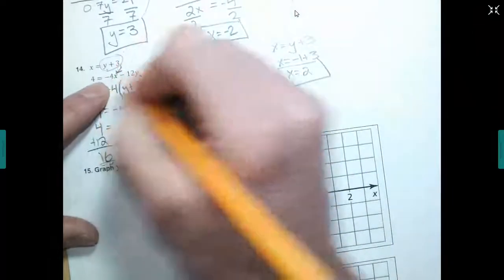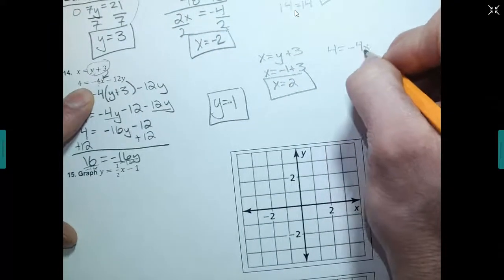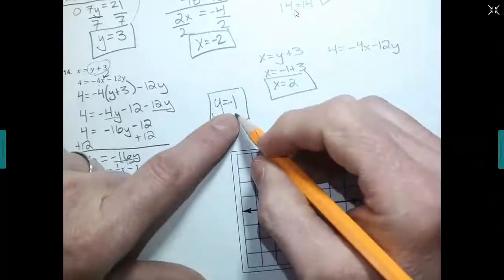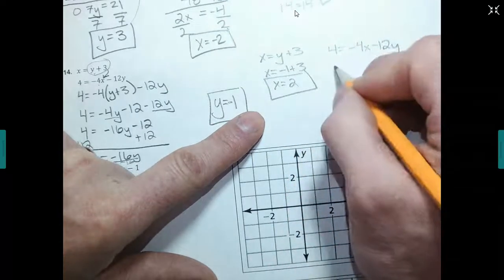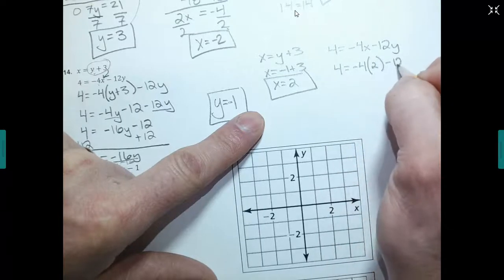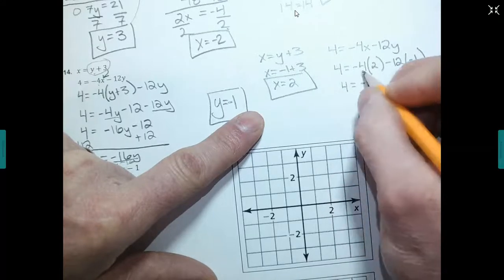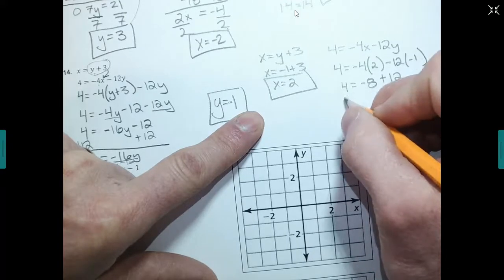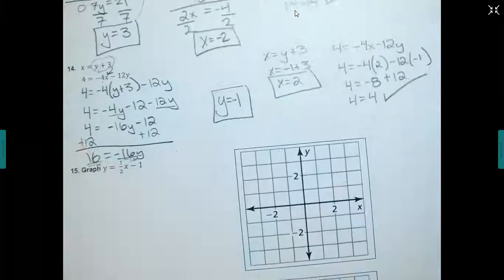So I want to use this second one. 4 equals negative 4x minus 12y. Now I'm going to plug in negative 1 for my y and 2 for my x. So 4 equals negative 4 times 2 minus 12 times negative 1. 4 equals negative 8. Negative and negative equals a positive. 4 equals negative 8 plus 12. 4 equals 4. That checks out.